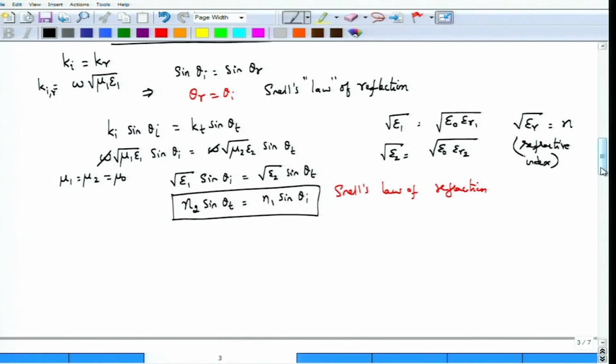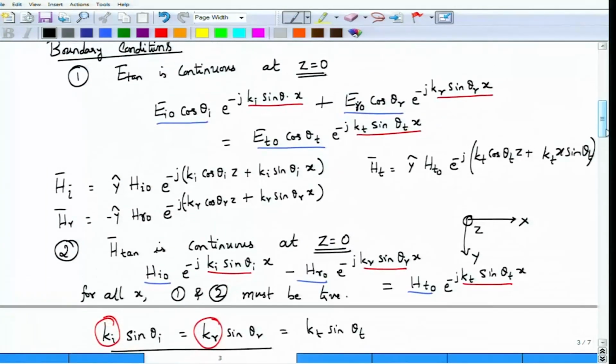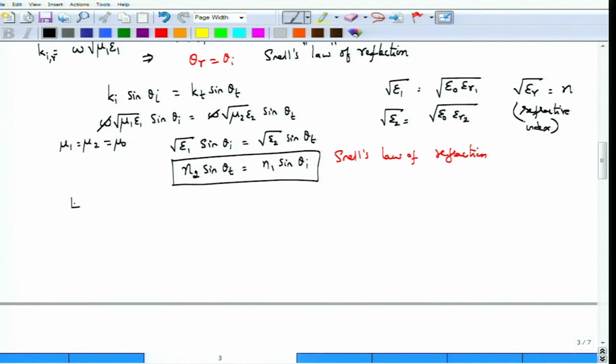This is Snell's law, but we still have an equation to solve, right? We still have equation 2 and equation 1 to solve, because remember the goal for us is to find out the ratios of the reflected amplitude of the electric field to the incident amplitude, and the transmitted amplitude of the electric field to the incident amplitude. So we still need these two ratios, which give us the reflection coefficient and transmission coefficient.